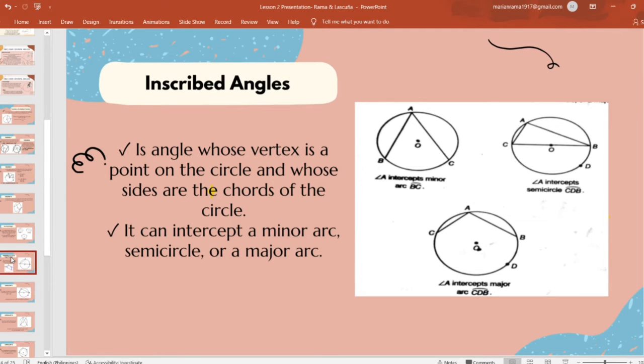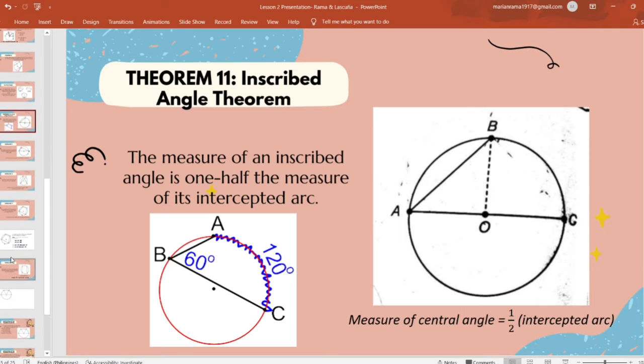Next, we have here Theorem 11, the Inscribed Angle Theorem. The measure of an inscribed angle is 1/2 the measure of its intercepted arc. For example, we have here our intercepted arc is 120 degrees, then our inscribed angle is 60 degrees. And for example, we have here a 20 degree angle, then our intercepted arc would be 40 degrees, because the angle is 1/2 of our intercepted arc. Okay?